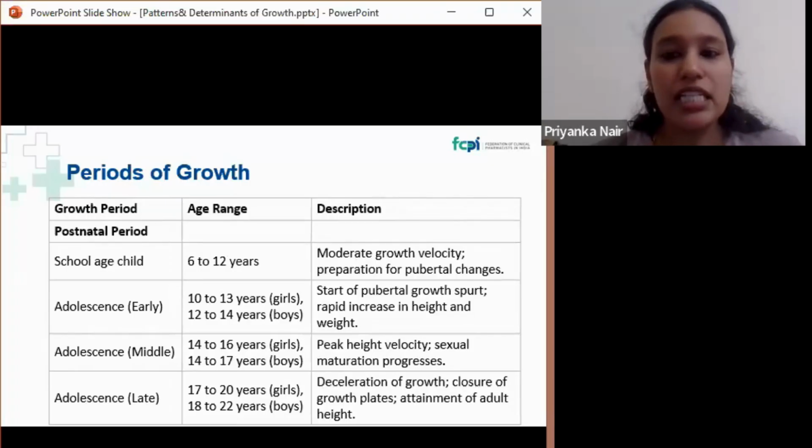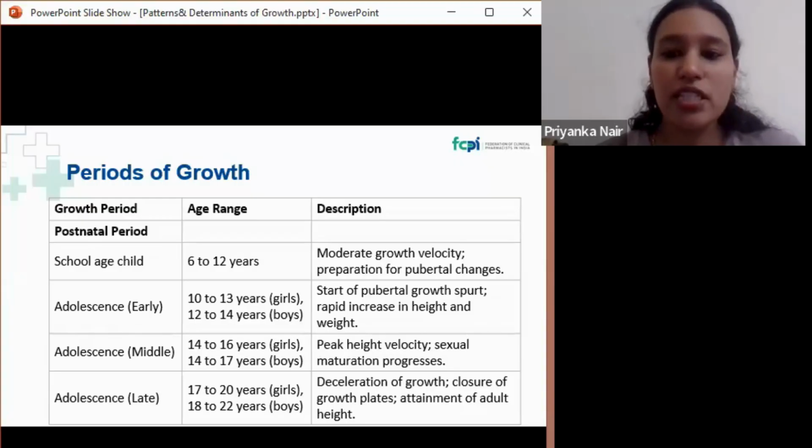Then school age child is from 6 to 12 years. There is moderate growth velocity and the body starts to prepare for pubertal changes. Then adolescence, that is the early adolescence from 10 to 13 years in girls and 12 to 14 years in boys. Here we see that the start of pubertal growth spurt takes place. There is rapid increase in height and weight.